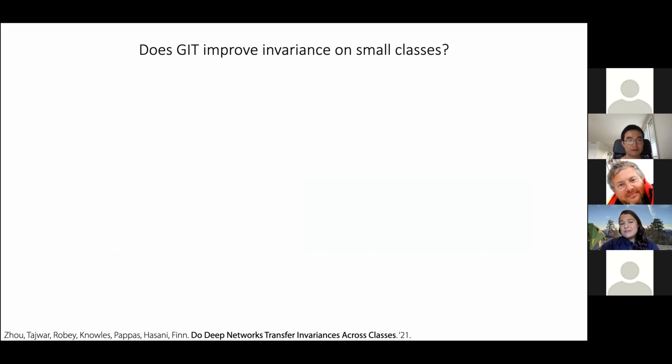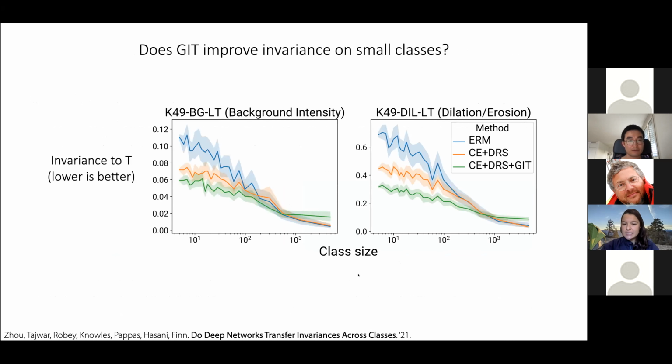Okay, and then now the natural question is, does this actually improve invariance on small classes? Are we explicitly controlling the transfer in this scenario? And so again, we're going to look at invariance versus class size. And what we see is when we use this approach for trying to explicitly transfer invariances, we see this green line right here, which is noticeably more flat than the other lines. And so this suggests that it is actually improving invariance on the small classes.